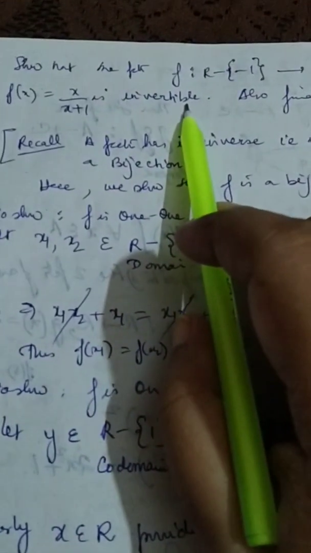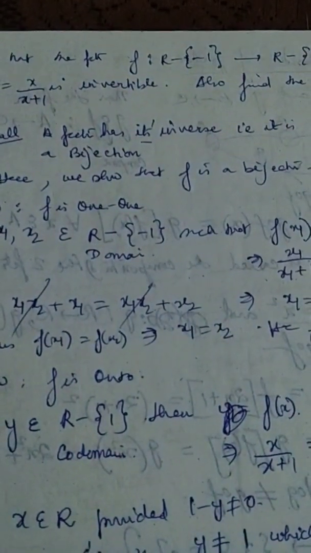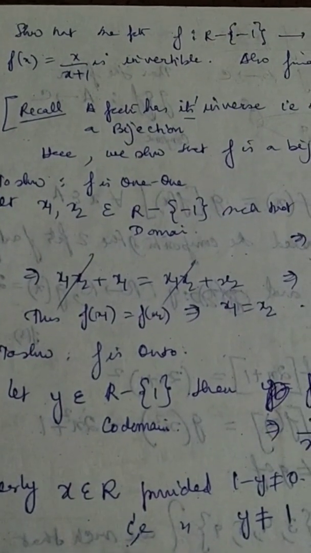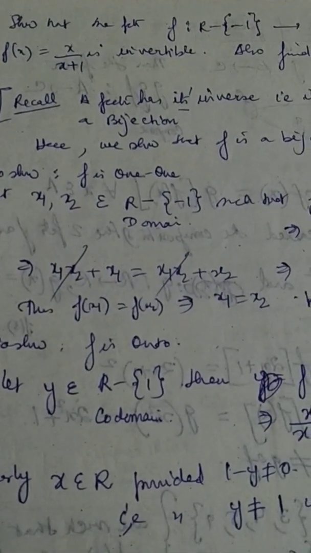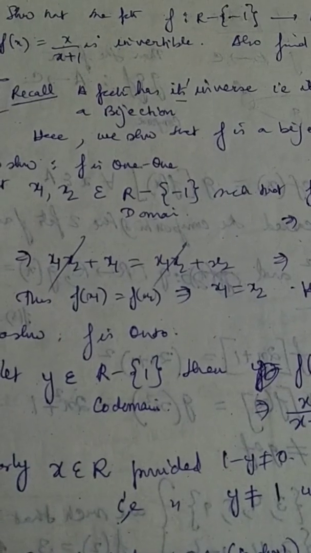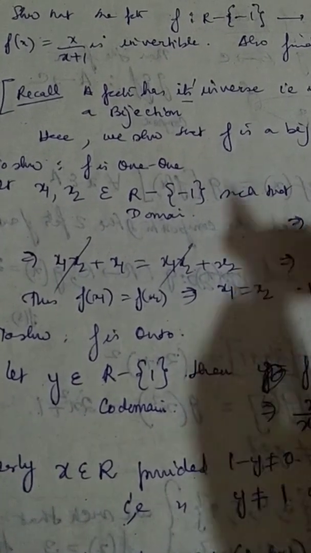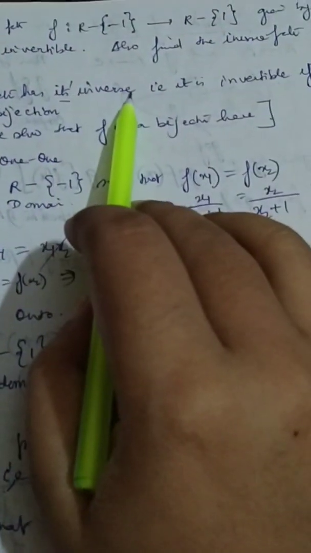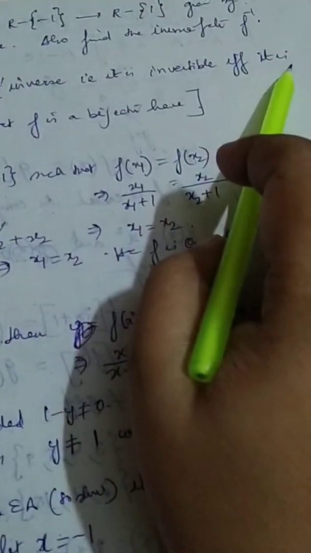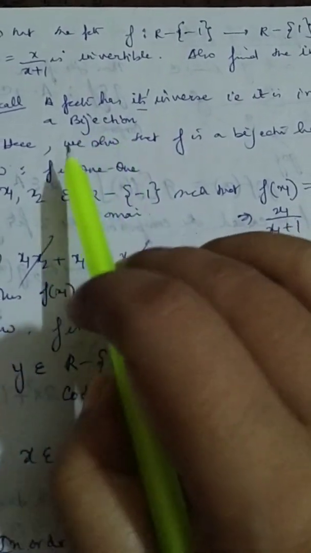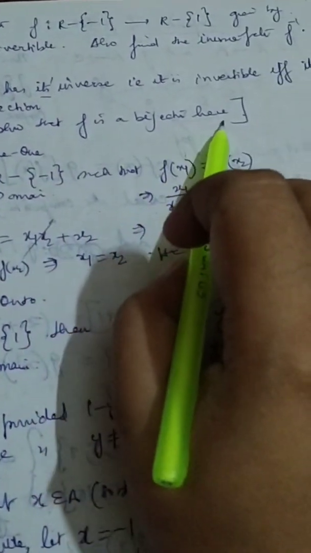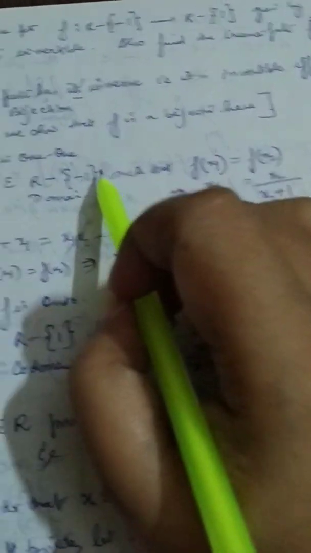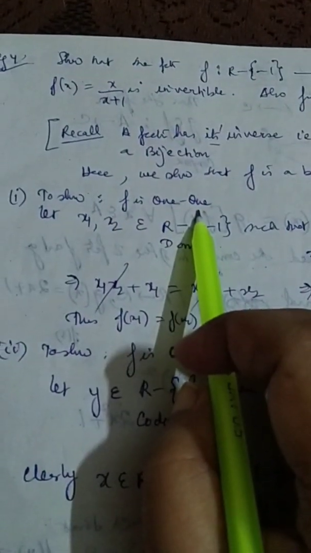Show that it is invertible means you have to show that it is a bijection, because remember in the last class we stated that if and only if a function is bijective, then only it will have its inverse function. Or that it is invertible. In fact, that is what I've written also. Recall, a function has its inverse, that is, it is invertible if and only if it is a bijection. So we basically have to show over here that f is a bijective function, or f is a bijection. So first step is we will show that f is 1, 1.